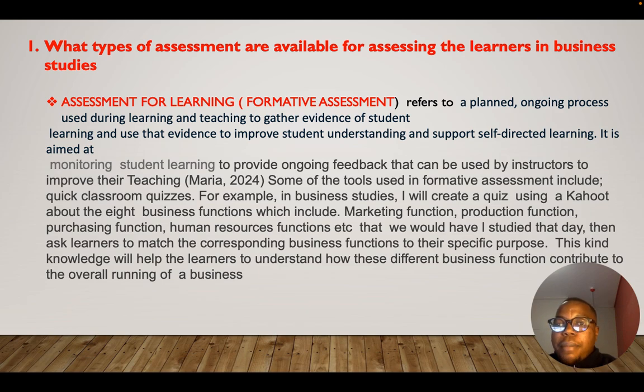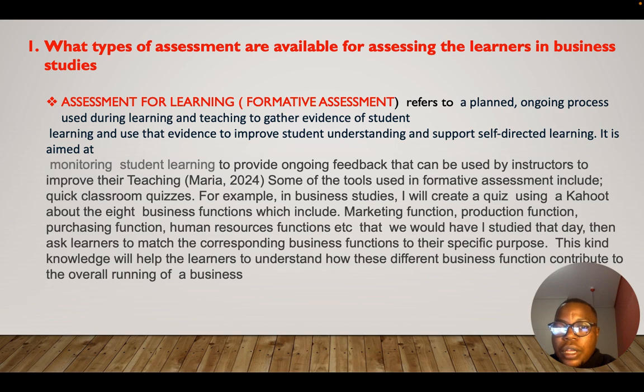This refers to a planned, ongoing process, learning, and use of evidence to improve students' understanding and support self-directed learning. It is aimed at monitoring students' learning to provide ongoing feedback that can be used by instructors to improve their teaching. Some of the tools used in the formative assessment include quick classroom quizzes.